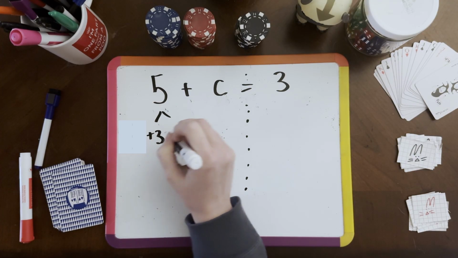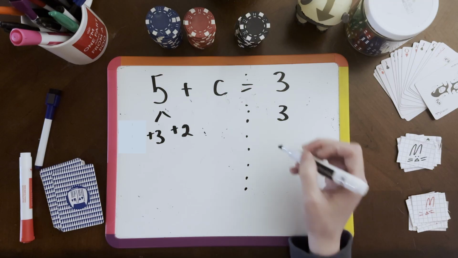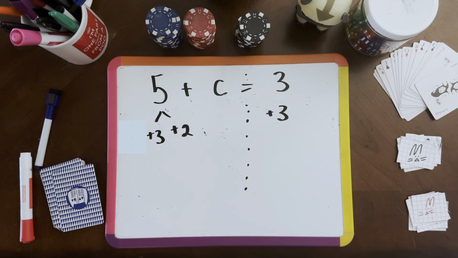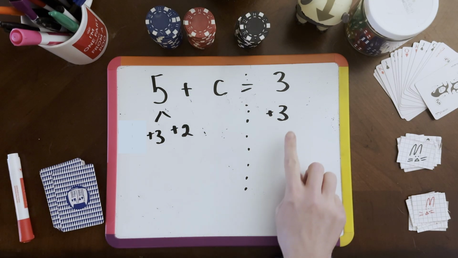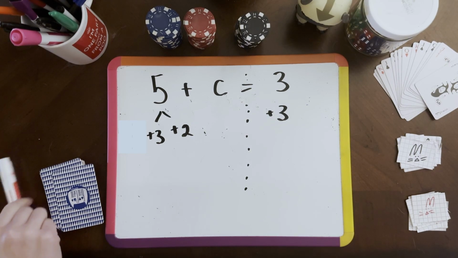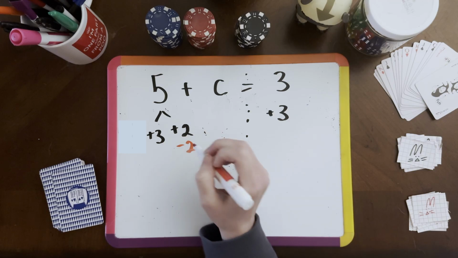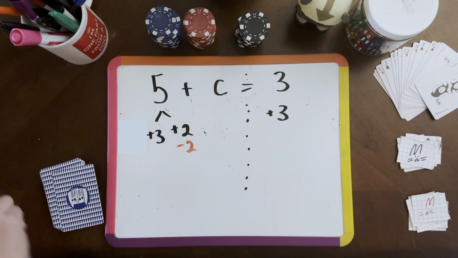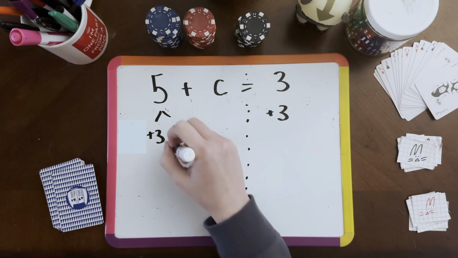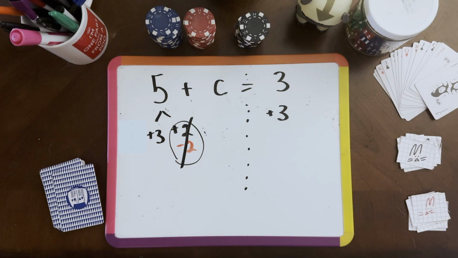Method 3, we are decomposing our 5 into two quantities that add to 5, and one of them just so happens to match what is on the right side of our equation. So I know I need to keep the positive 3 and eliminate the positive 2. In order to make a zero pair, I would have to add a negative 2. And again, that is what C would have to equal to make our equation true.